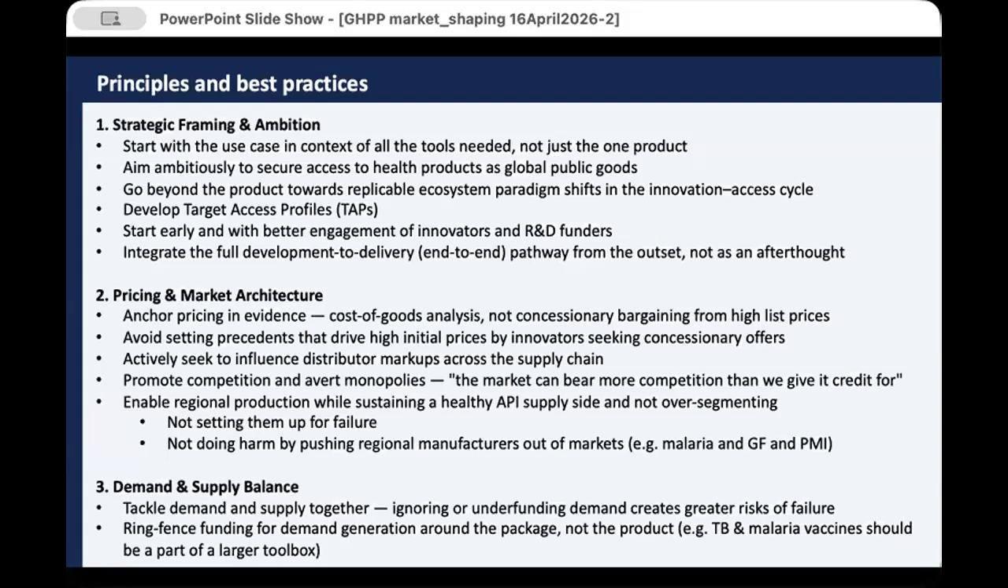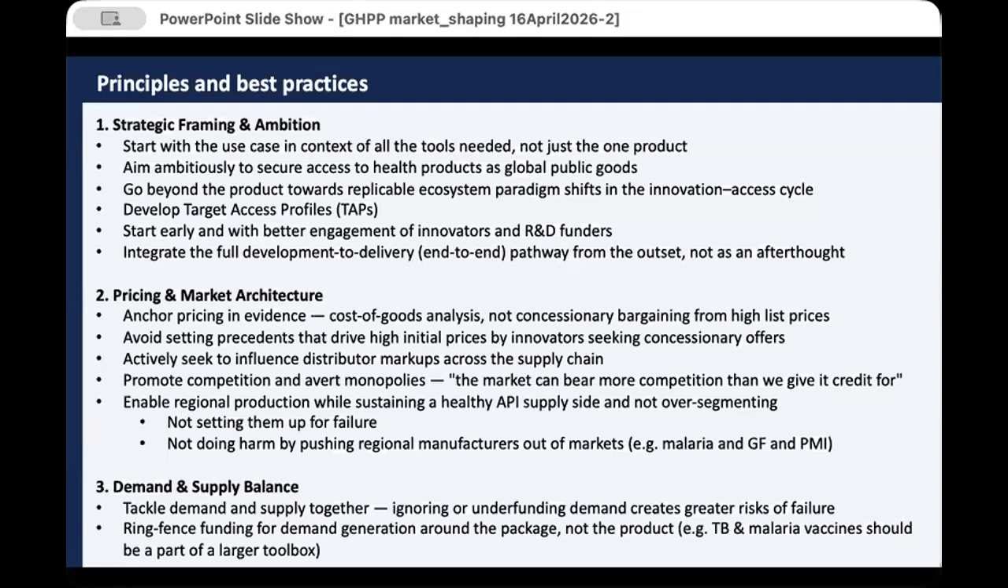We want market shaping to start early with better engagement with innovators and R&D funders that should be providing commitments and access conditions as part of contracts, obviously. And integrate the full development of delivery. So the end-to-end pathway, that time to population, should be considered, not just one piece of it.